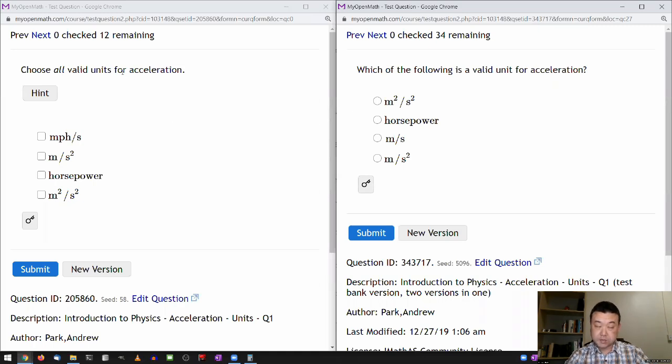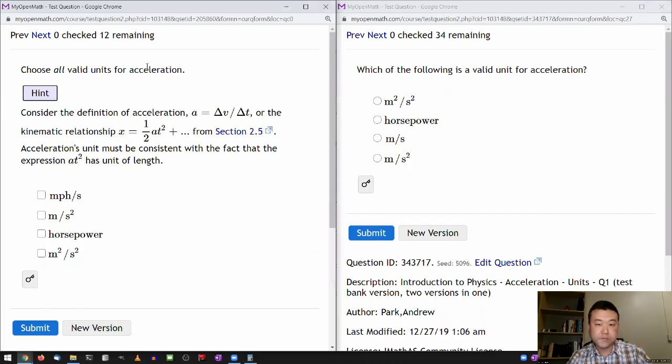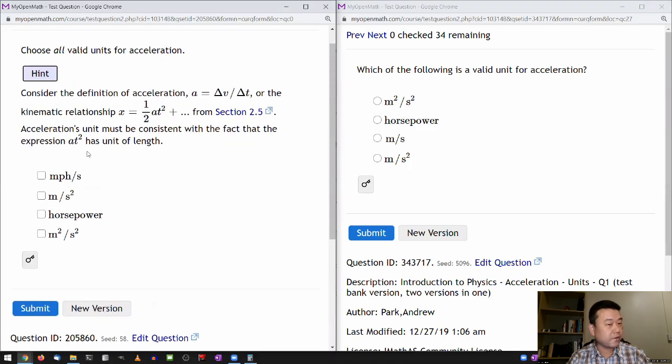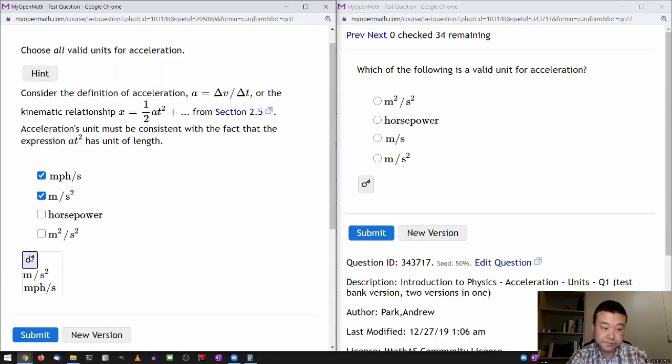This was one of your homework questions. It says, choose a valid unit for acceleration, and when you were going through homework, you had a chance to think about it and work through it. The ones that should have been the correct answers were these two. Now, the test bank question asks, which of the following is a valid unit for acceleration? And one of these two correct choices is the correct answer for your test bank question.